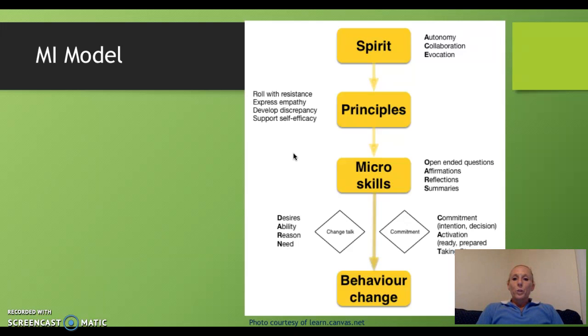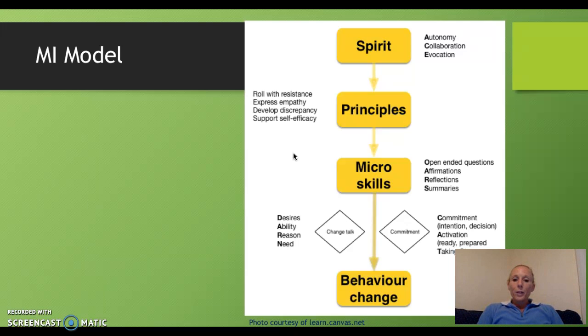To give you a visual, you start at the top, you see the spirit of MI, like we talked about before. It's a collaboration between you and your client. You're evoking change talk, having them speak about the ideas they want to make towards a behavior change, and you're respecting their autonomy on the decisions they make. Some of the principles are: you roll with the resistance, you don't fight any resistance they may be giving you, you just work through it, you express your empathy, develop discrepancy, and support self-efficacy, because it's the client that is actively making the choice to make the behavior change.